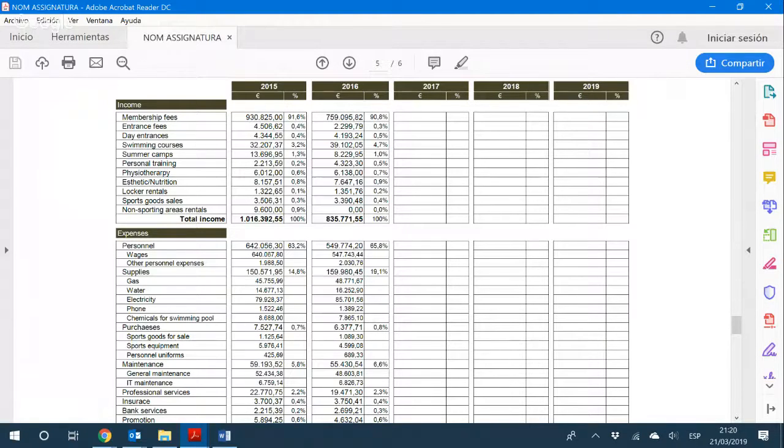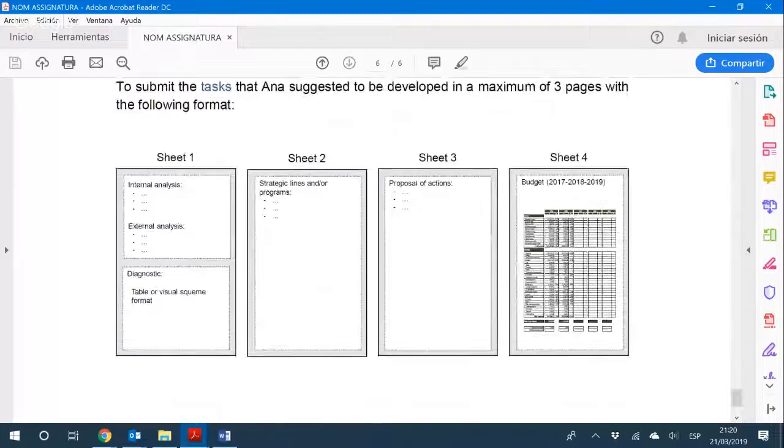So this way we can see which are the items that really have an impact or are being impacted by the actions you are suggesting. This will be, as I said, the last page, which is an estimation of the income and expenses according to the actions you have suggested.